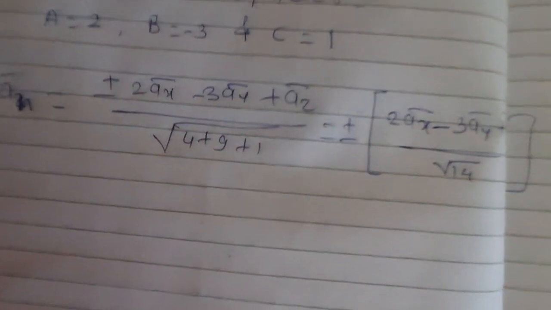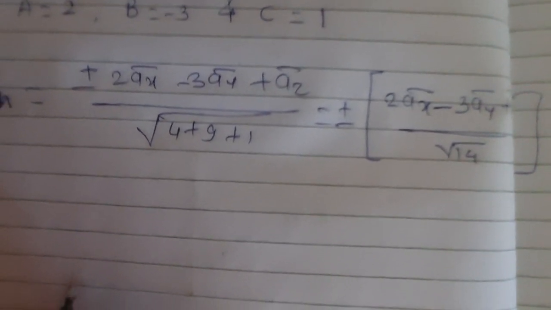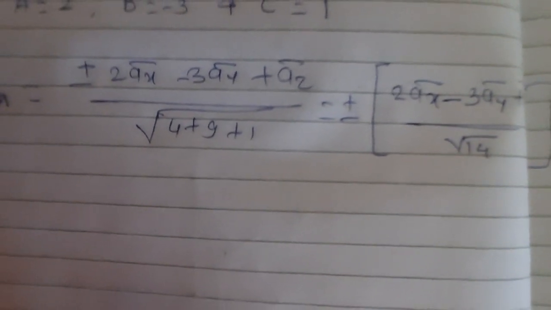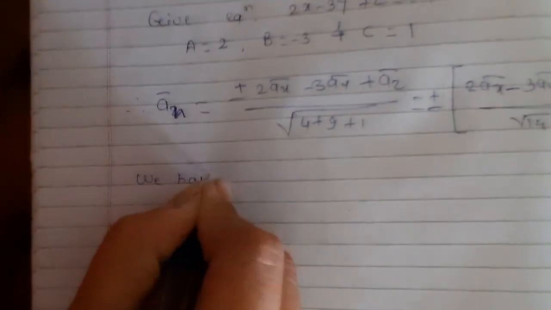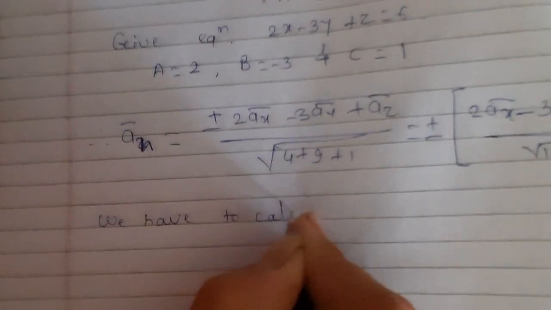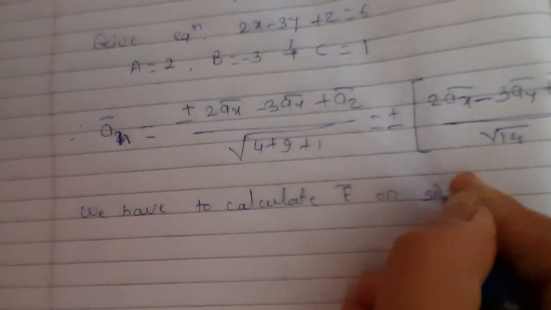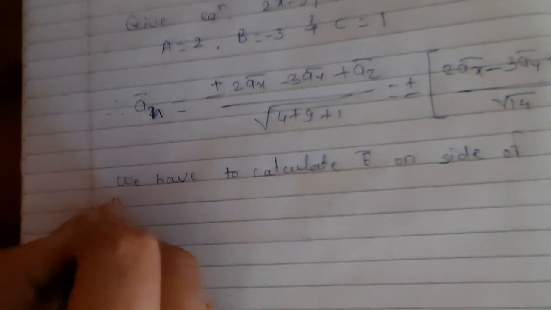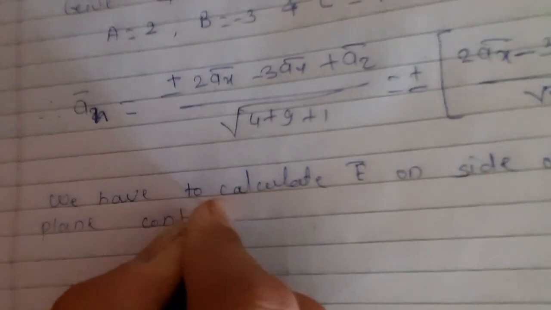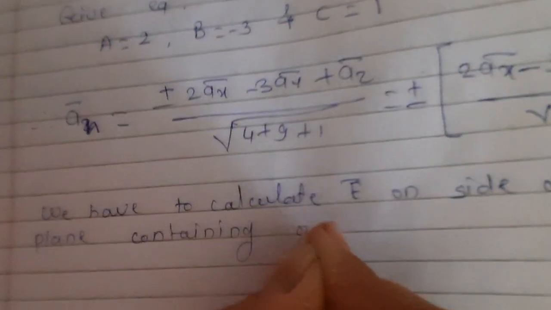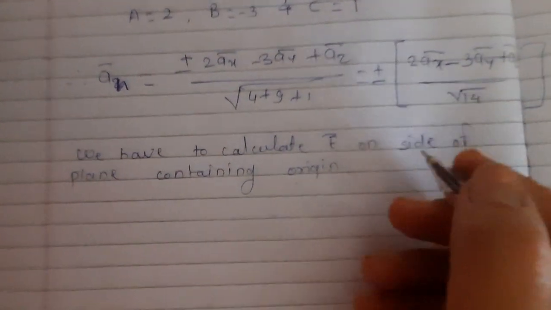Now we have to calculate the E bar. So to calculate E bar on the side of the plane containing origin, along this side we have positive y-axis.